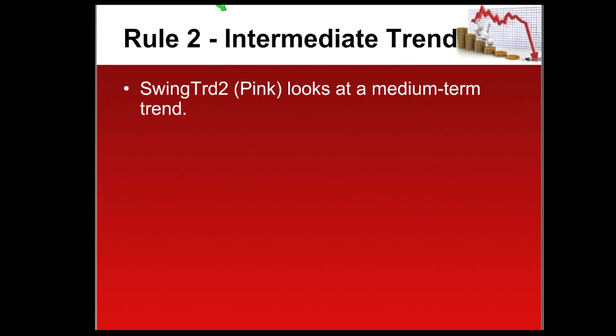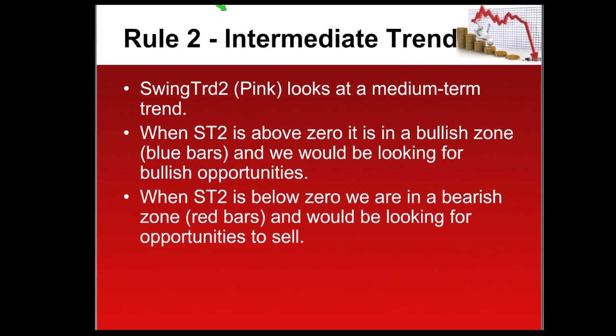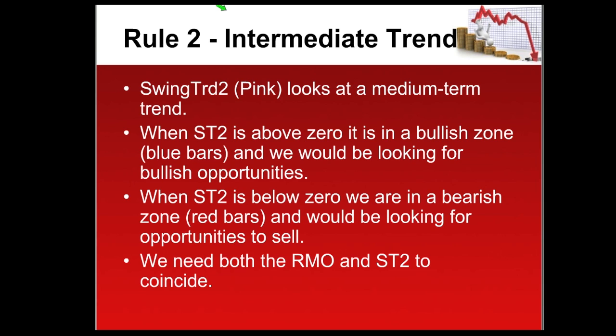Swing Trade 2 looks at a medium-term trend, and it is the pink oscillator. When Swing Trade 2 is above the zero line, it is in what we would call a bullish zone, and we're going to get those blue bars. And we're going to look for bullish opportunities. And when it is below the zero line, we're going to get red bars, and we're going to look for opportunities to get short. Now, what we want is agreement between the RMO and Swing Trade 2. So in order for us to take a bullish trade, we need both the RMO and Swing Trade 2 to coincide. They both need to be bullish. If we want to get bearish, we would need both RMO and Swing Trade 2 to be bearish.